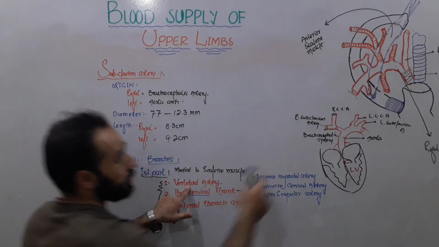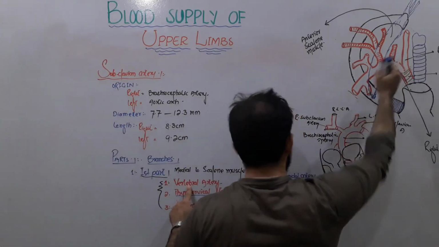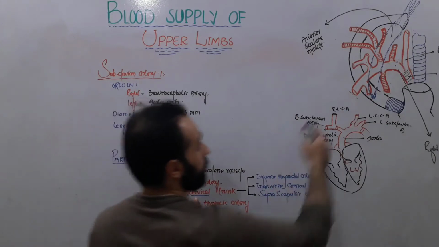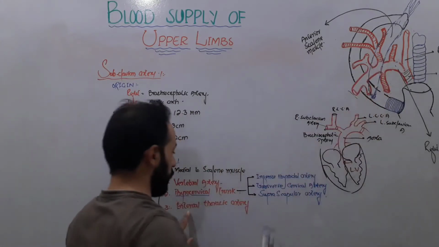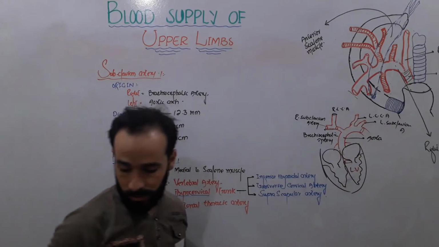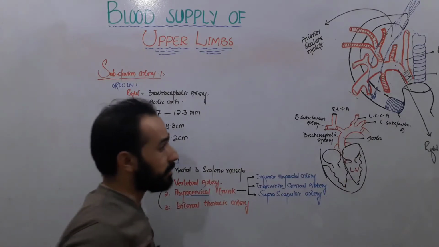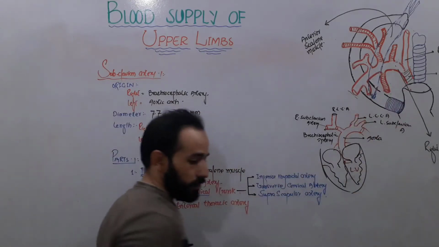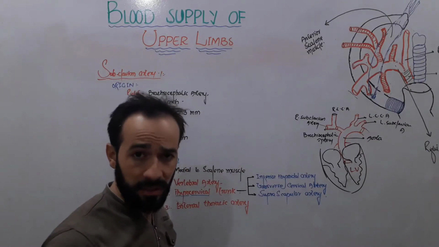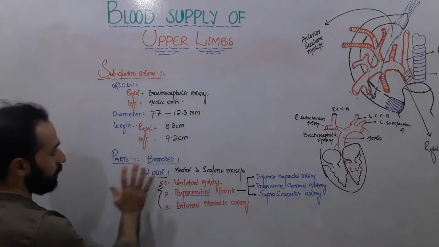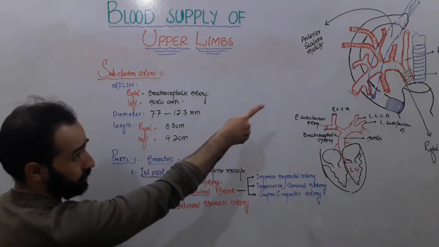These are the vertebral artery, you can see here, vertebral artery. Then there is the thyrocervical trunk, this one, and then there is the internal thoracic artery, which comes down and supplies blood to the intercostal spaces anteriorly in the thoracic cavity. Right, friends, these were the branches of the first part of this artery.